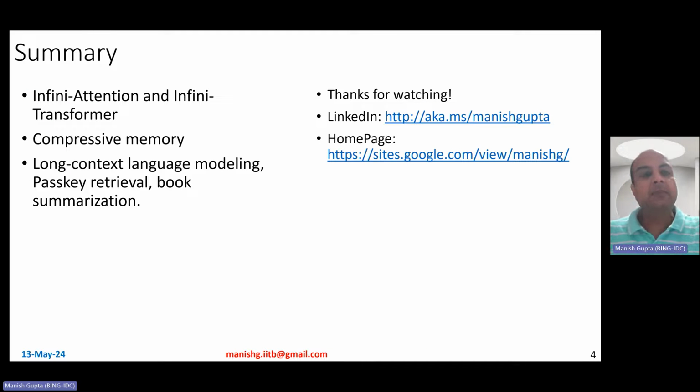Okay, so in summary, I talked about Infini-attention and Infini Transformer here. It is based on compressive memory. It sort of compresses the attention computation for the previous segments and stores it and makes it available for the computation for this segment. And they've shown over 3 different tasks: long context language modeling, passkey retrieval, and book summarization, that Infini Transformer gives you really good results.